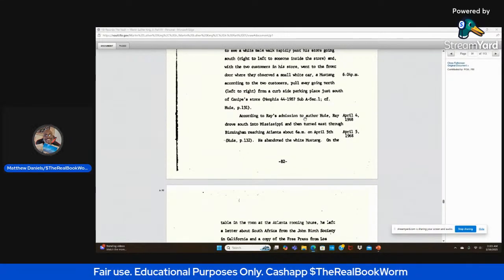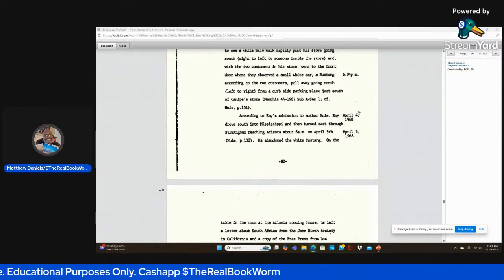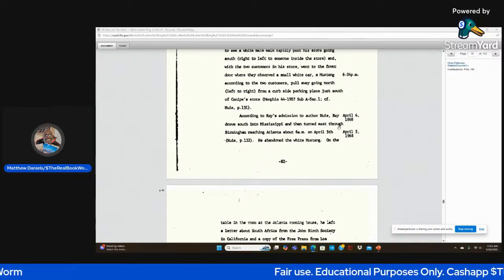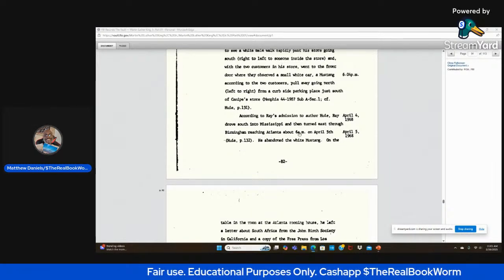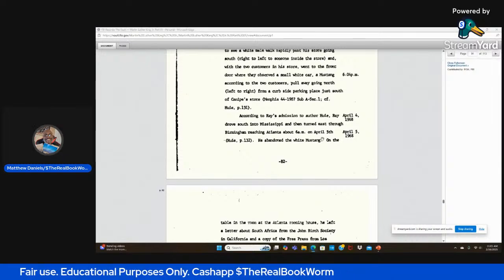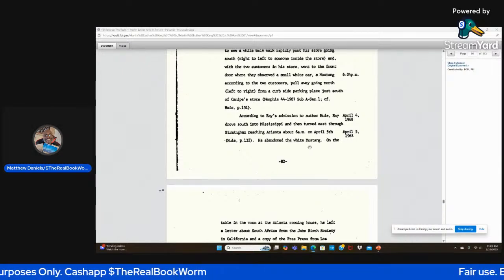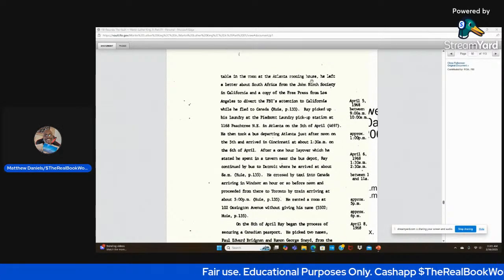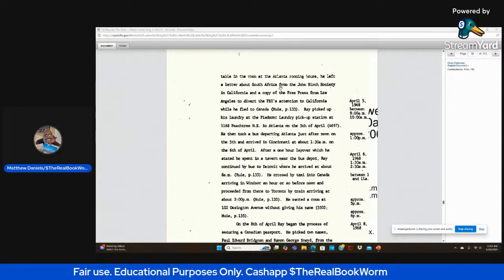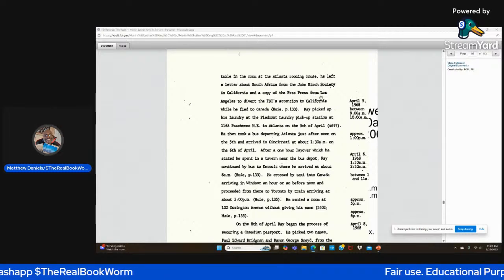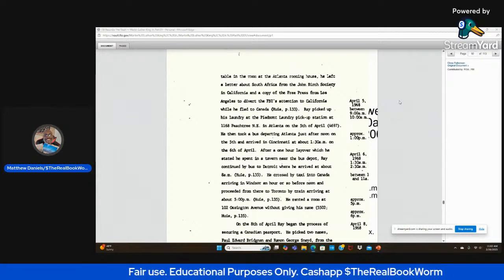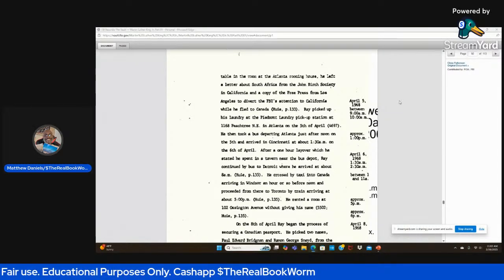According to Ray's admission to Arthur Huey, Ray, and this is the day of the assassination, Ray drove south into Mississippi and then turned east through Birmingham, reaching Atlanta about 6 a.m. on April 5th. He abandoned the white Mustang. On the table in the room at the Atlanta rooming house, he left a letter about South Africa from the John Birch Society in California and a copy of the Free Press from Los Angeles to divert the FBI's attention to California while he fled to Canada. So he's trying to flee back to Canada.